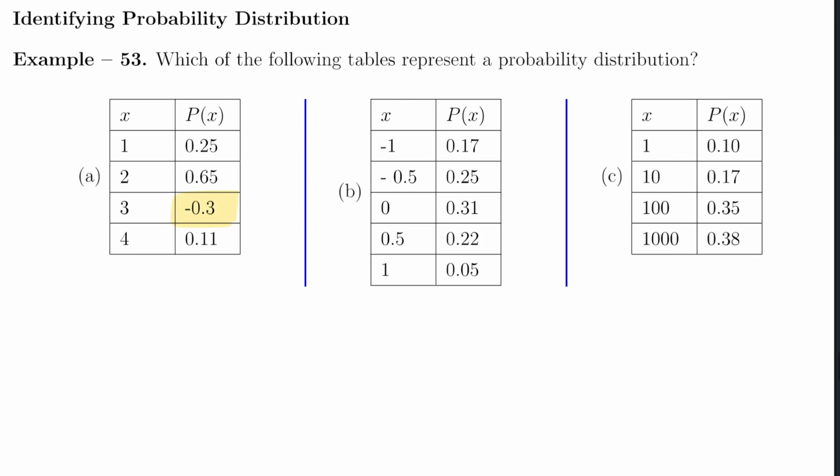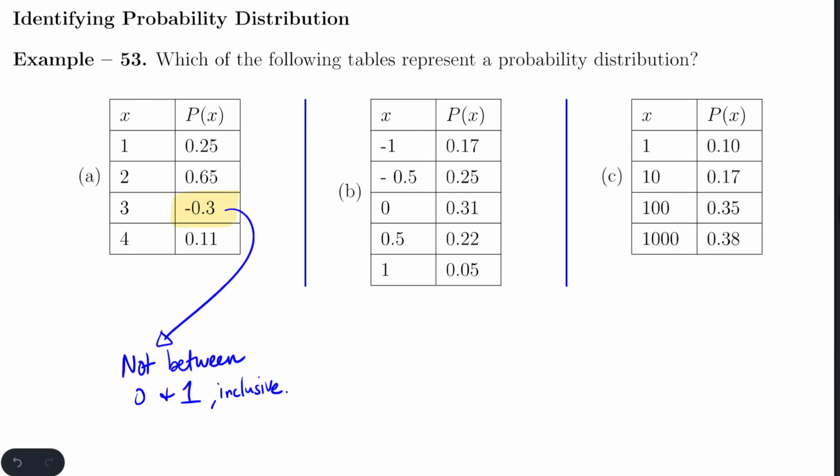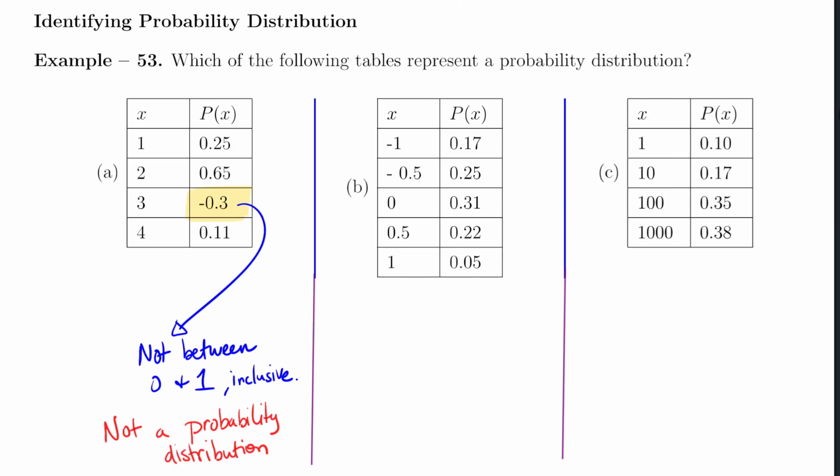As we scan through the probability column, we see the one that I've highlighted here, negative 0.3, that's not between 0 and 1. Since you've got a probability listed that's not between 0 and 1 inclusive, that means this is not a probability distribution for part A. So let's next look at B together, and then I'll ask you to check C on your own.